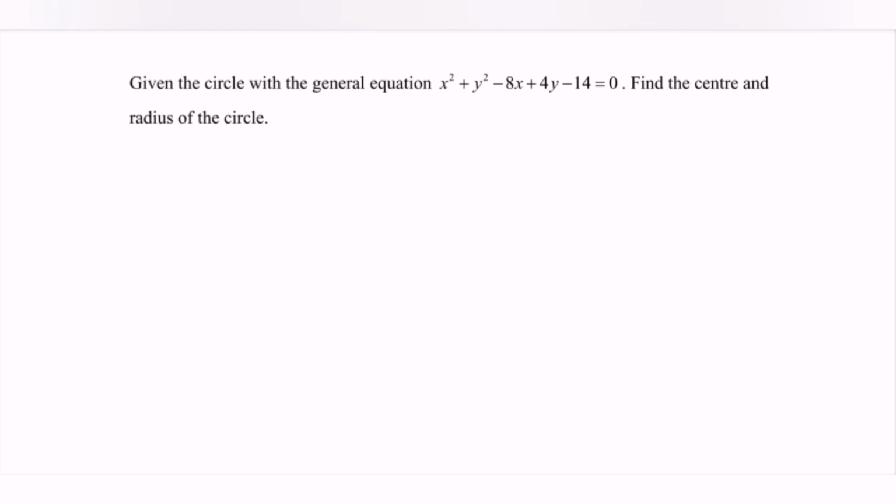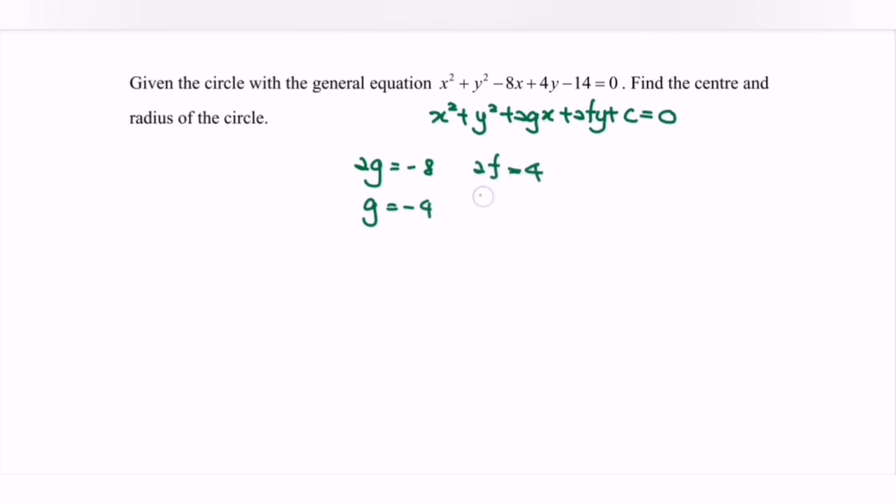So my suggestion would be to compare the situation with the general form, where we have x squared plus y squared plus 2gx plus 2fy plus c equals 0. Compare the situation. 2g is equal to negative 8, so g will be equal to negative 4. Next, 2f is equal to 4, so f will be equal to 2.